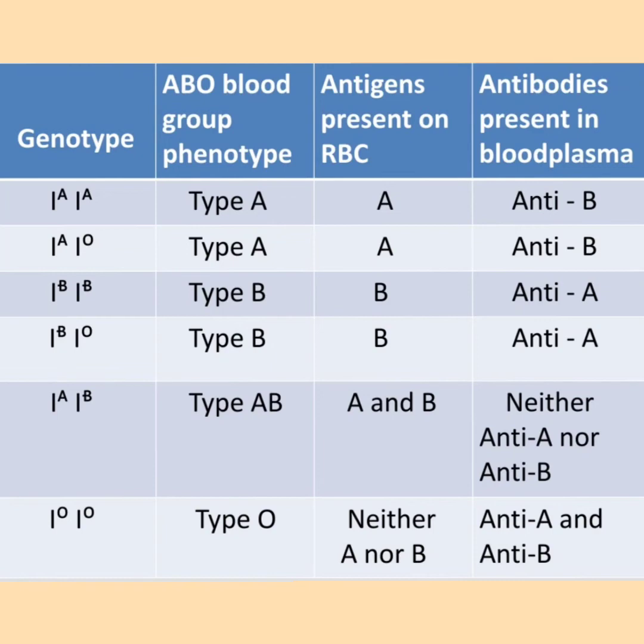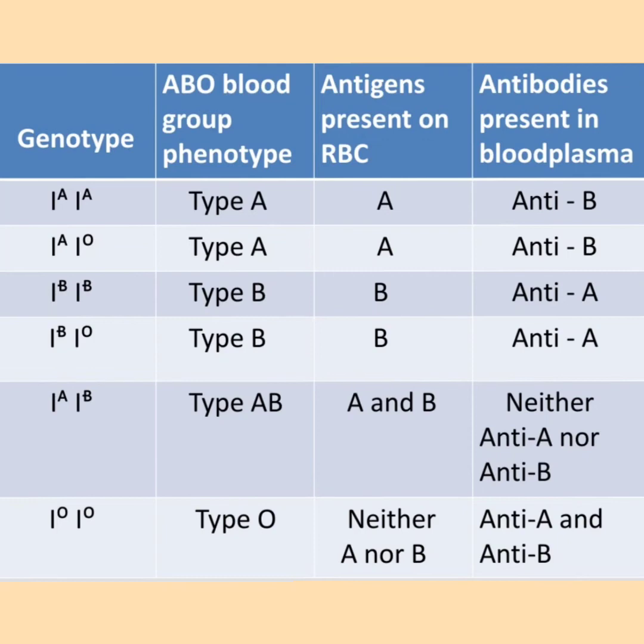Now, I^B and I^B, the blood group present is B blood group, type B, and the antigens that are present on the surface of the RBCs are B, and the antibodies that are present in the blood plasma are anti-A. I^B and I^O, the dominant allele is B, hence the blood group is B, and the antigens present on the RBCs is B, and the antibodies present in the blood plasma is anti-A.